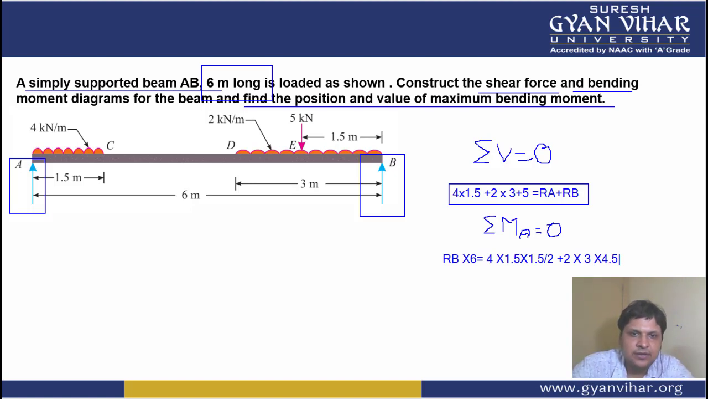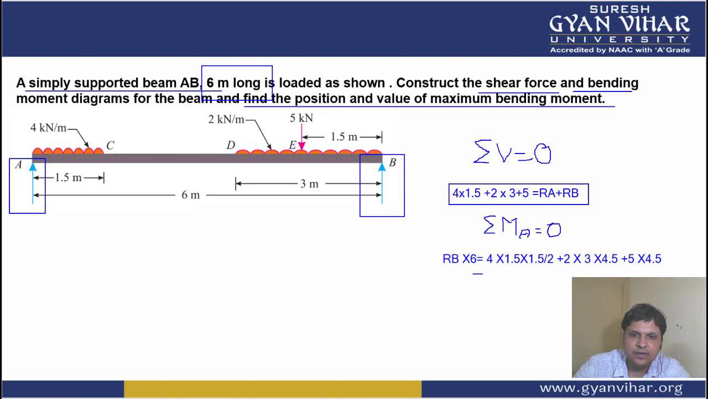Then lastly, there is a point load also. The value of this point load is 5 kilonewton. And what will be its distance? Its distance is 1.5 from B, it is given to you. So from A it will be equal to 6 minus 1.5. Again it is equal to 4.5. So this is the equation.